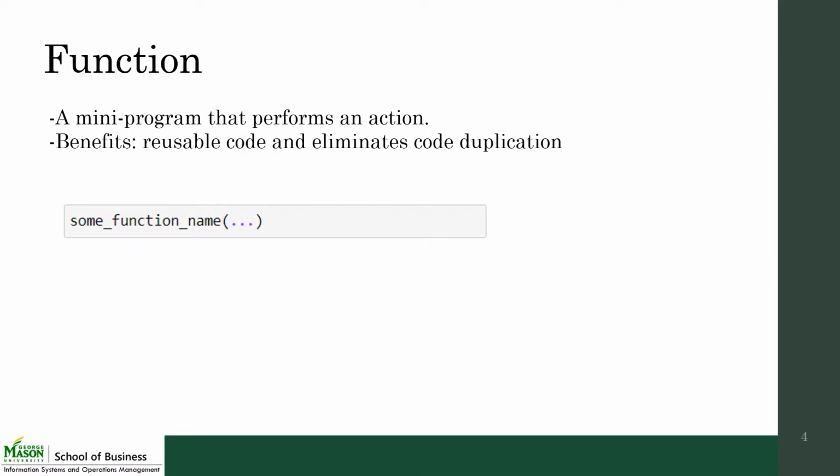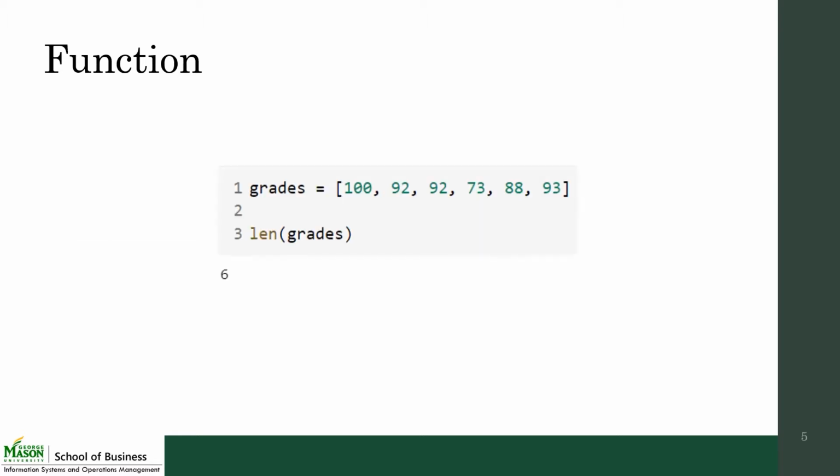A function is a mini program or a block of code that performs an action. A function only works when you call on it. For example, if we want to find out how many elements are in a list of grades, then we can use the len function. This is a built-in function, and we don't really see the code that is used to make this function work. This is because someone already developed that block of code containing the algorithm that counts and displays the number of elements in an iterable, and then it was made available for everyone to use.